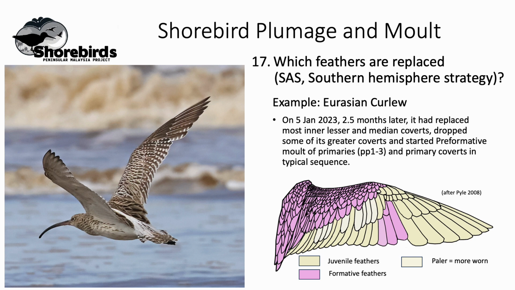A couple of months later, 2.5 months later, it had replaced most of its lesser and median coverts, dropped some of its greater coverts, and started preformative molt of its primaries. So primaries 1 to 3 were fresh, and one of the primary coverts as well. And this was occurring in typical sequence from the innermost primary outwards. And you can see on the photograph where those new primaries are. The outer primary 3 is still growing and is a lot shorter than the surrounding primaries.